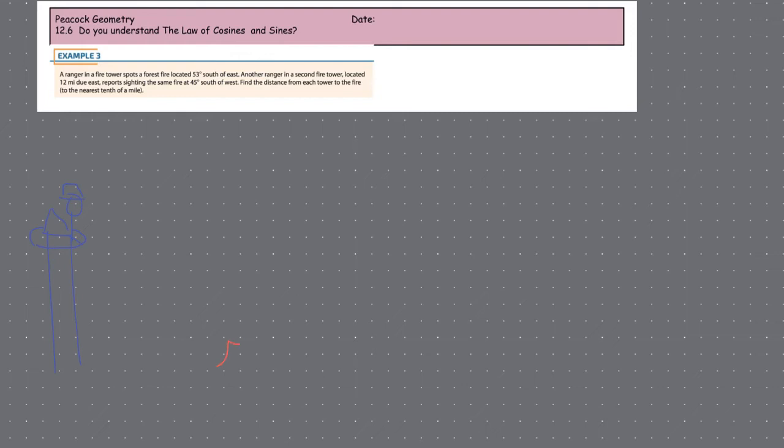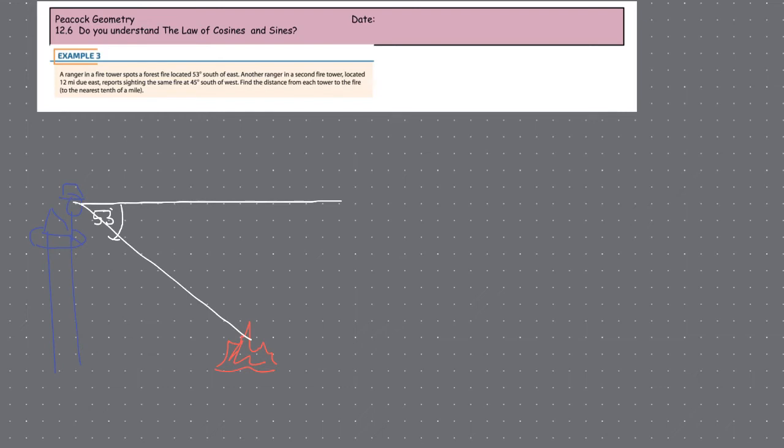Oh no, oh no. Here's the forest fire starting to blaze. He spots a forest fire located 53 degrees south of east. So if we look at the forest ranger's line of sight and we look 53 degrees south of east, his angle of depression of which he's spotting this forest fire is 53 degrees. Okay, everybody see that?